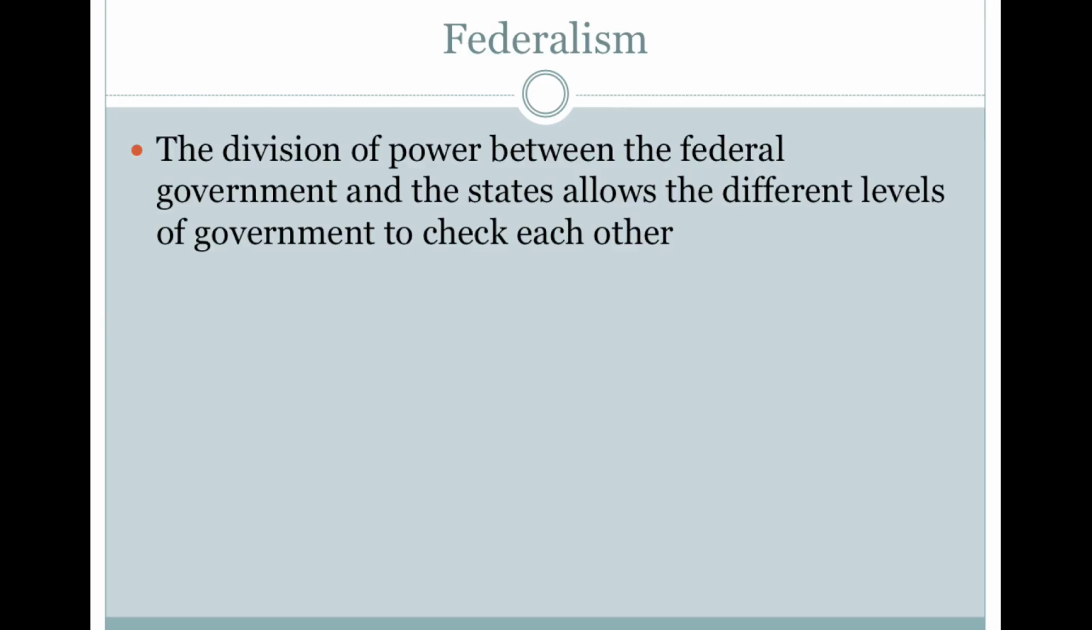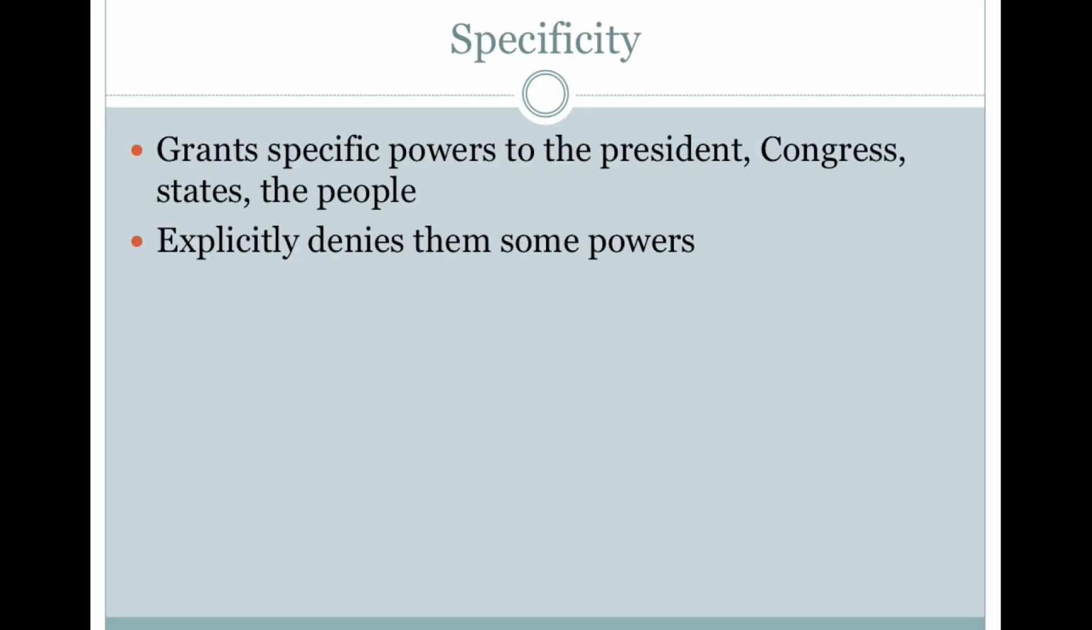Federalism is the division of power between the federal government and the states, which allows the different levels of government to check each other. Specificity. The Constitution does grant specific powers to the President, Congress, states, and the people, and also explicitly denies them some other powers.